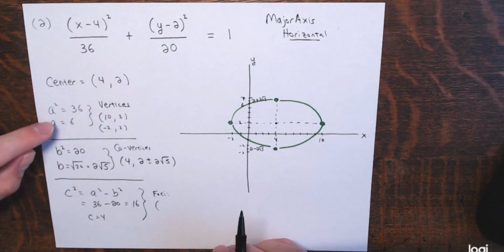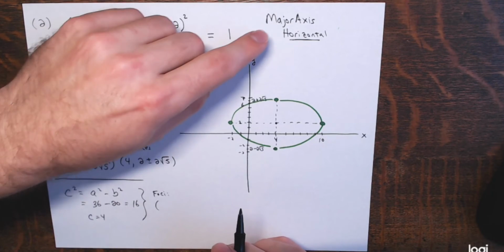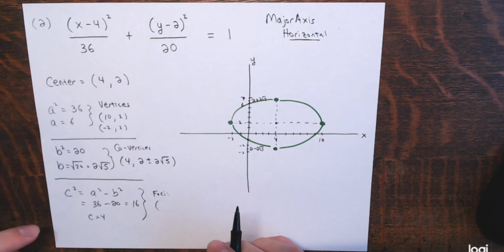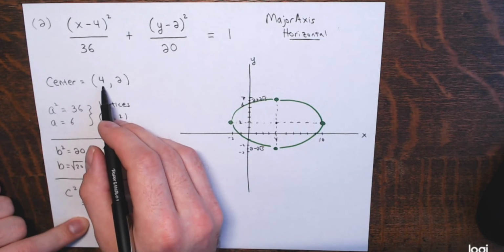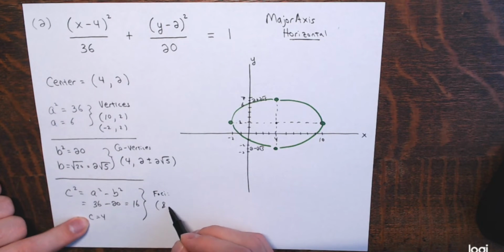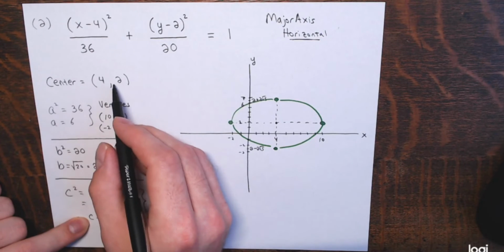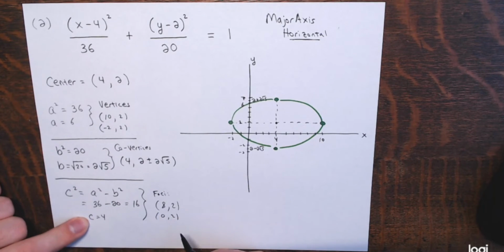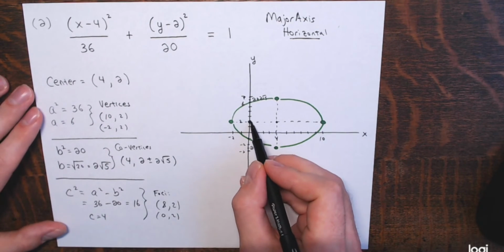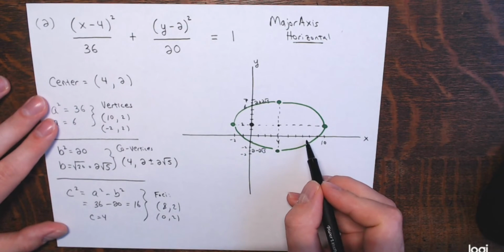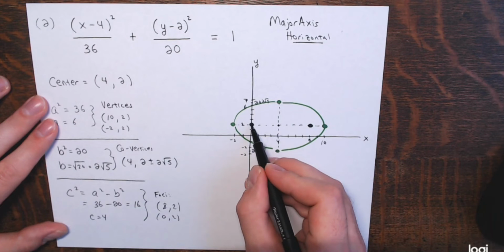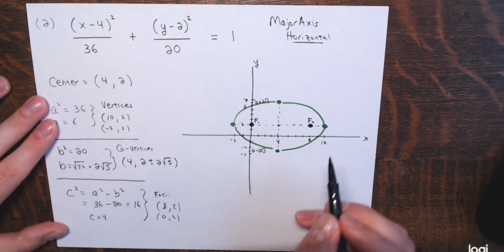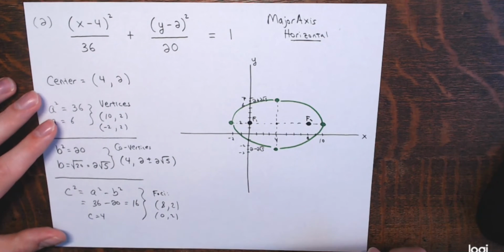For the vertices, I added and subtracted 6 to the x-coordinate, right? The major axis was horizontal. So here I'm adding and subtracting 4 to the x-coordinate of the center. So if I add 4, that's 8, 2. And if I subtract 4, that's 0, 2. Alright. So here's a focus, 0, 2, and then another focus is at 8, 2. And I'll put F1, F2 for focus 1 and focus 2, but there's the foci.